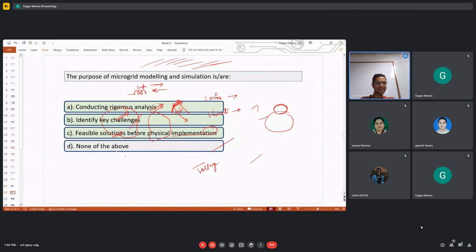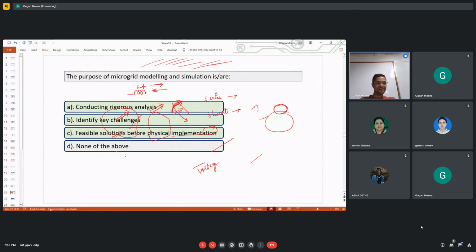When we convert this ABC into DQ, then these PQ equations become decoupled. So P is dependent on ID, Q is dependent on IQ. Not that P is dependent on both of them. This we are able to achieve. That is why the first is correct.